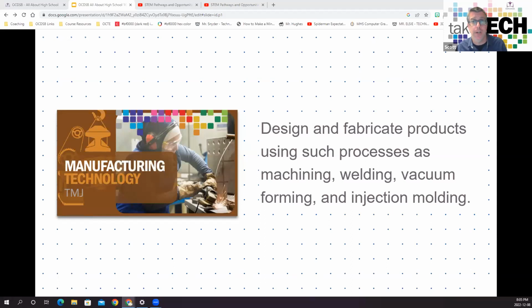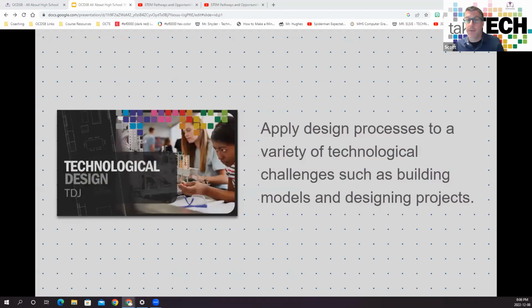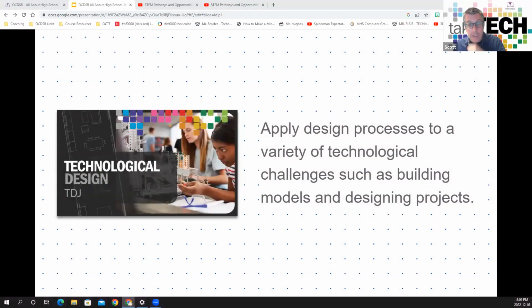So now we're into kind of like computer aided manufacturing. So if you're talking about CNC, where you can program a design into a computer and then have a machine either carve it out for you or cut it out for you. That's where these courses tend to go. We have our technological design. So now we're getting more into the drafting and architectural design side of technology.